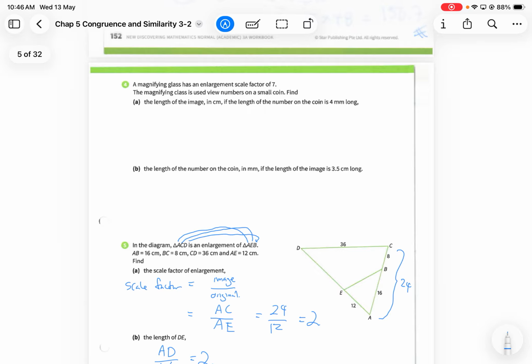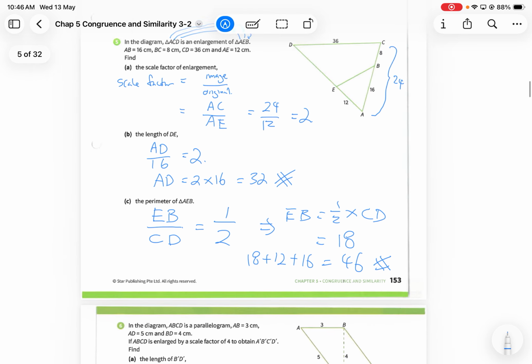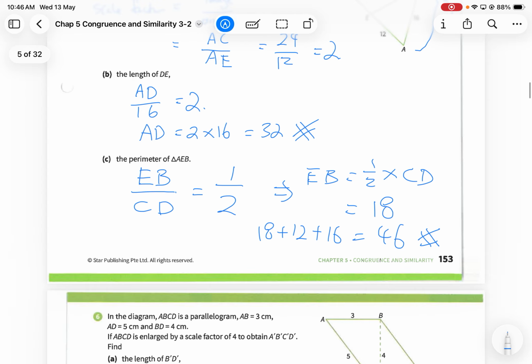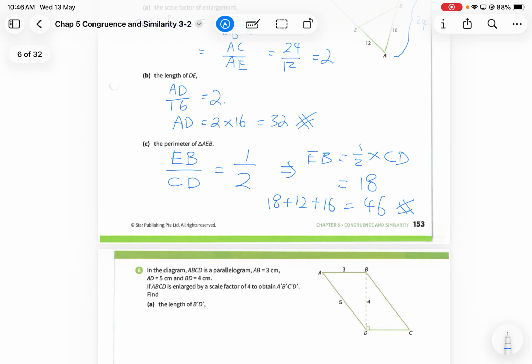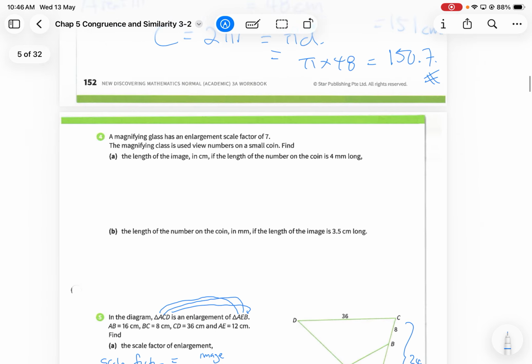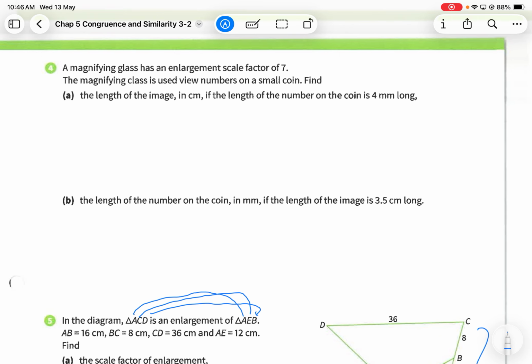Okay, now your turn to try. Question 4, question 6. Try question 4, question 6.